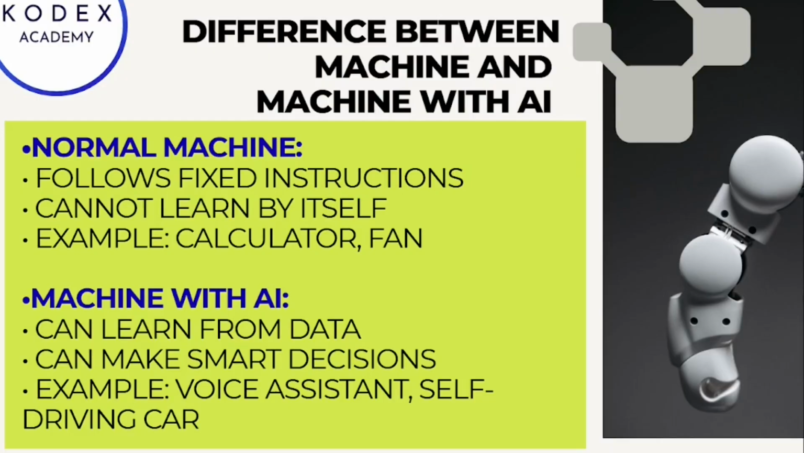Now, a machine with AI learns from data. As I already told you, data works like a teacher for the machine, which trains it to make smart decisions. On the basis of that, it is able to predict and make decisions, right? For example, voice assistants like Alexa and Siri, these are machines with AI, like self-driving cars, which take their own decisions on the basis of reading the data which they get from us. So with the help of data, they are able to make smart decisions and work smartly in this smart world.